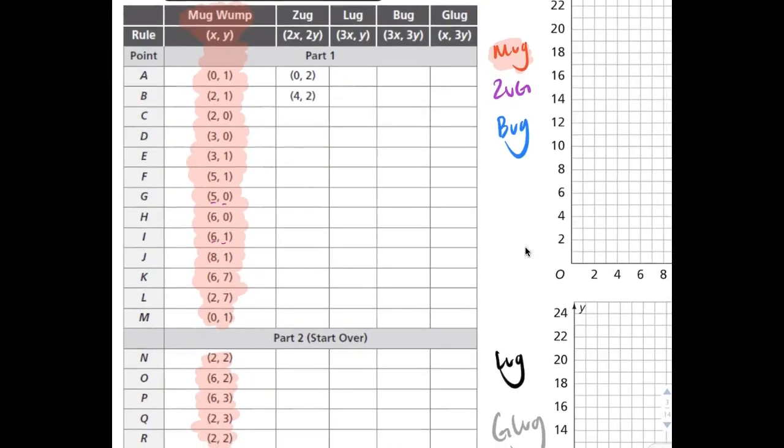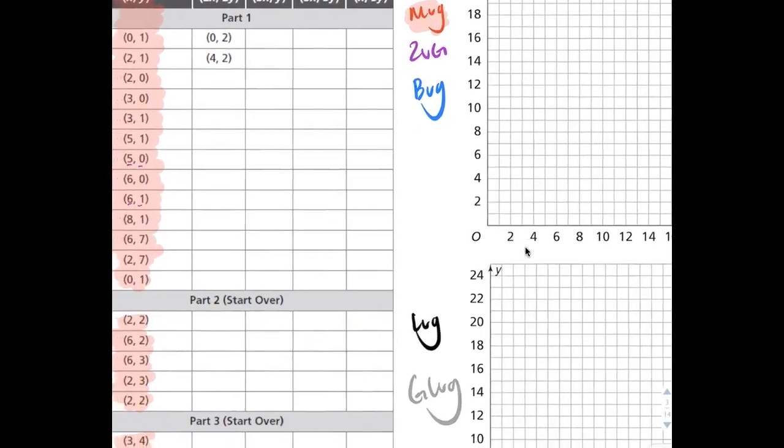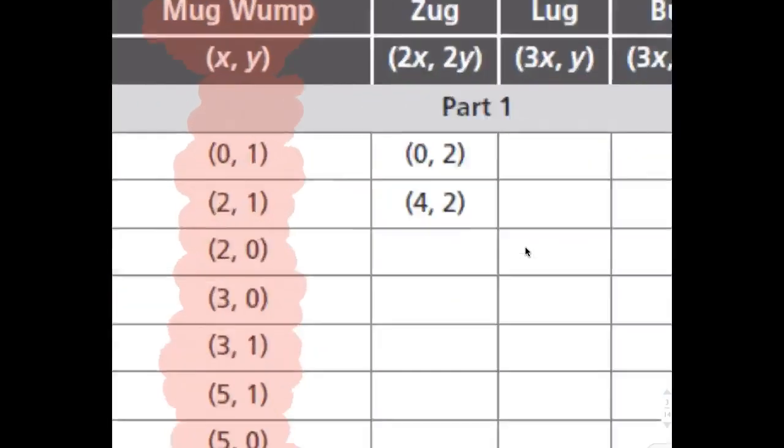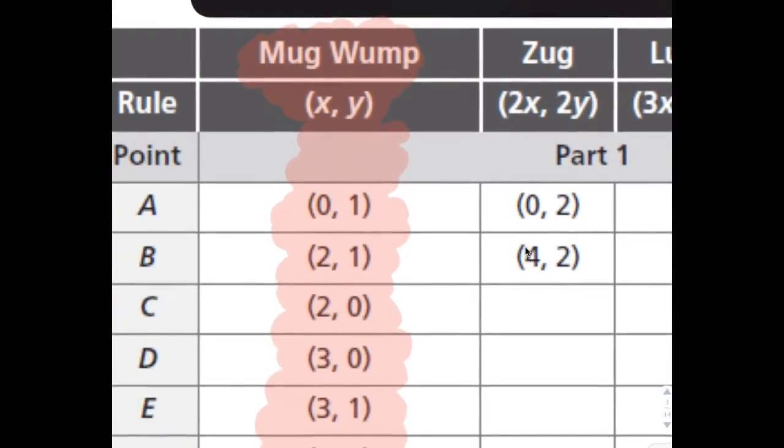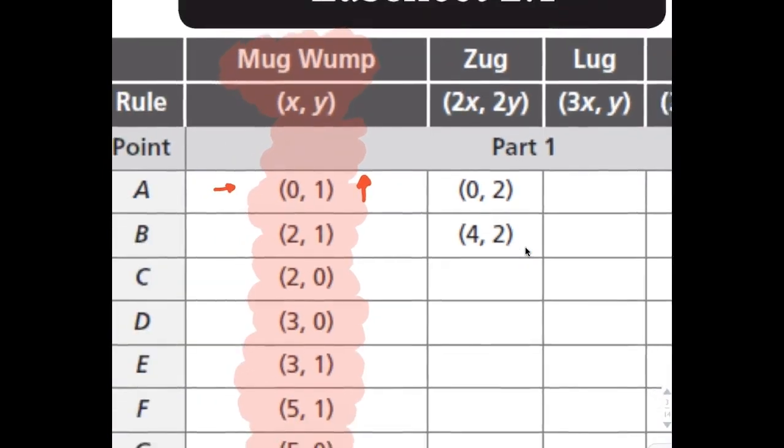All right, so I'm going to plot all these points on my graph. Now, zoom in here a little bit. Our x values: the first number will either go to the right or to the left. If it's positive, it'll go to the right. If it's negative, it'll go to the left. And our second number, our y value, if it's positive, it goes up. If it's negative, it goes down. But because we are dealing with all positives, all of our numbers will go to the right and then up. So right or left first, and then up or down second.